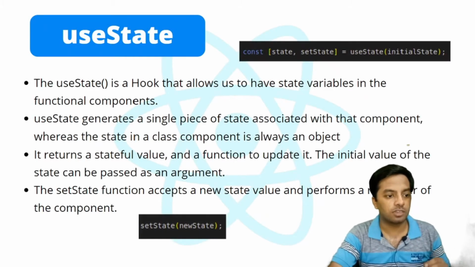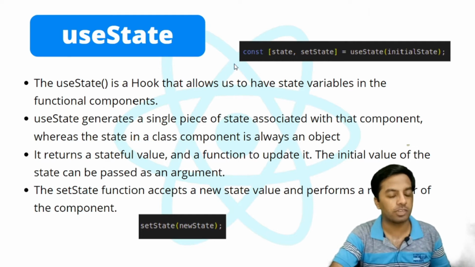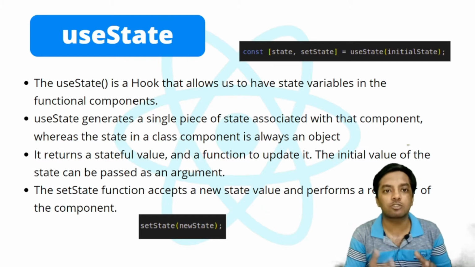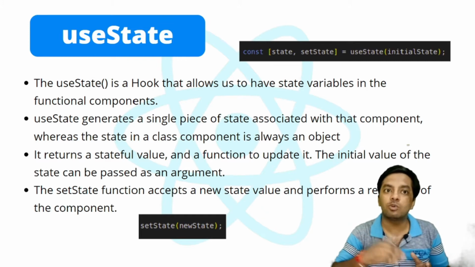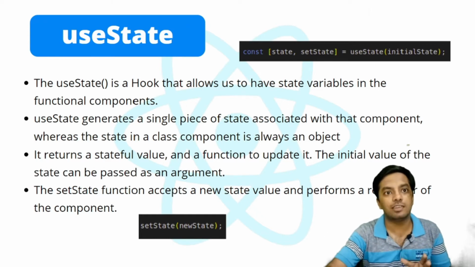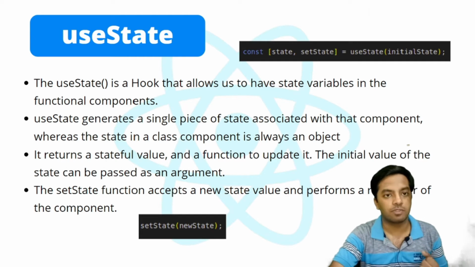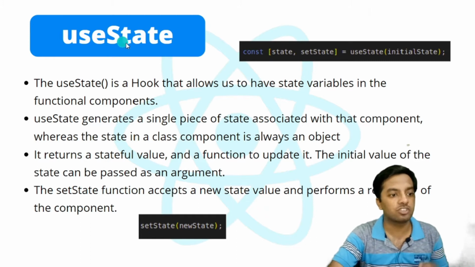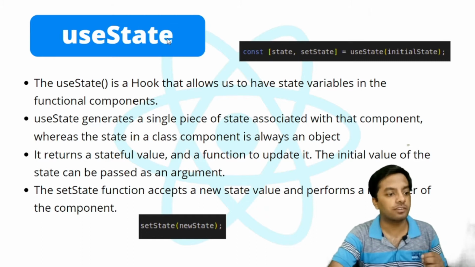The useState hook is that hook which allows us to have state variables inside the functional components. As we know, the functional components are called the stateless components. Why? Because they don't have state in them. Only the class components had the functionality of state. But after the introduction of hooks, the functional components can also now use state with the help of the useState hook. How can they use that?